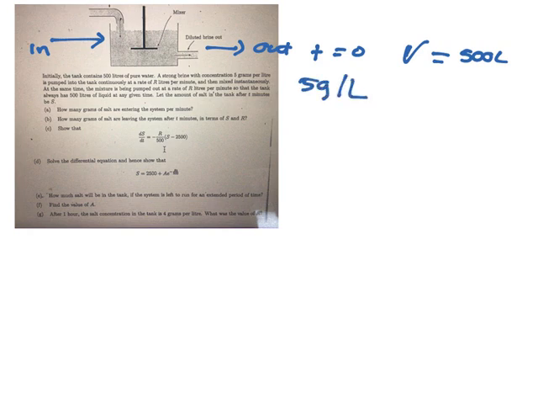Okay, so this is a mixing problem. We've got water coming in and water coming out. Initially the tank had a volume of 500 litres in it. A strong brine with concentration 5 grams per litre is pumped into the tank. So 5 grams a litre is going into the tank.